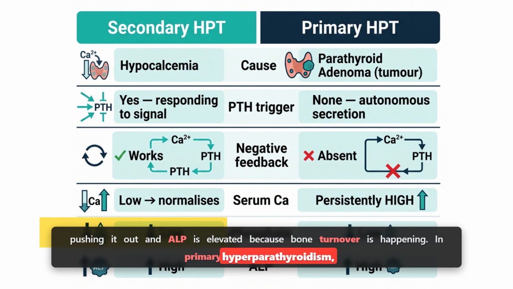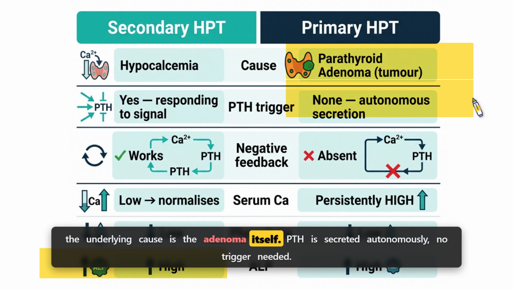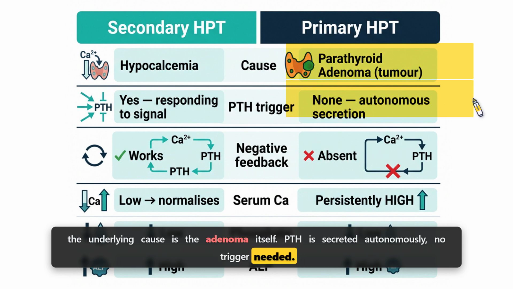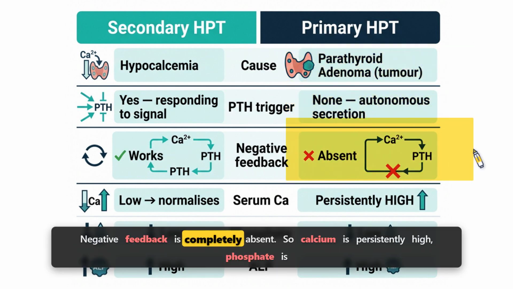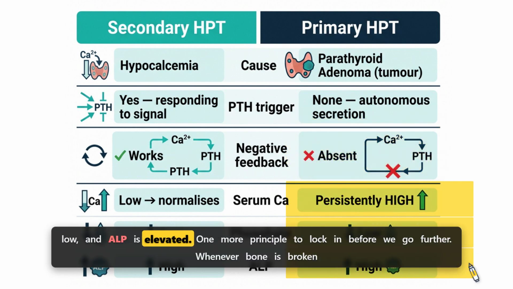In primary hyperparathyroidism, the underlying cause is the adenoma itself. PTH is secreted autonomously, no trigger needed. Negative feedback is completely absent. So calcium is persistently high, phosphate is low, and ALP is elevated.